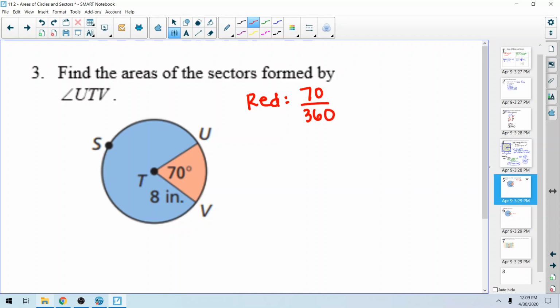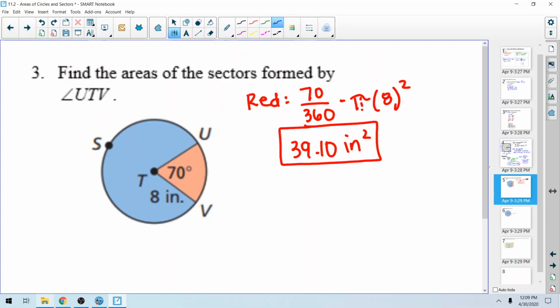Now, if I wanted arc length, I would multiply by the circumference, but I don't want arc length, I want area. So I'm going to multiply by the area of the circle. And area is pi times the radius squared. So we're going to take in our calculator, control divide, 70 over 360, out to the side, pi times 8 squared, control enter, 39.095, so 39.10. And this is inches squared.